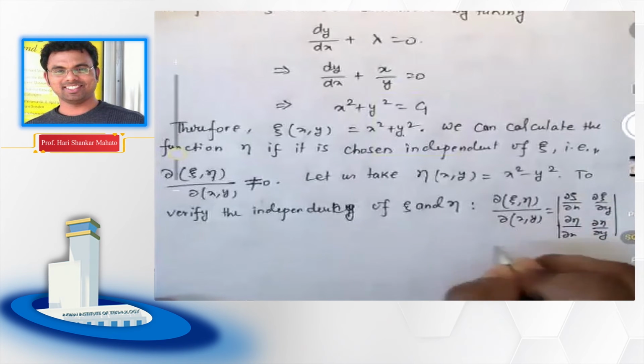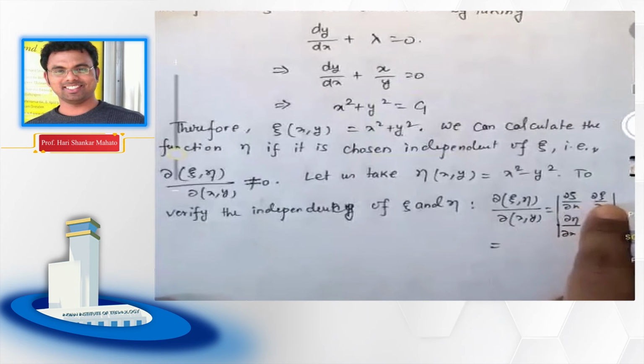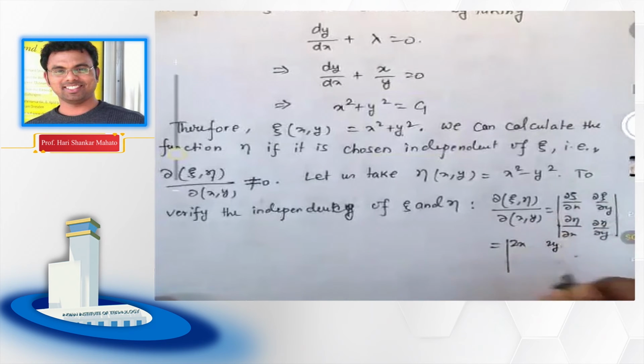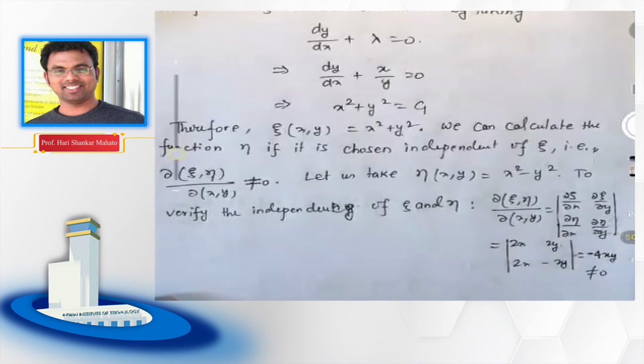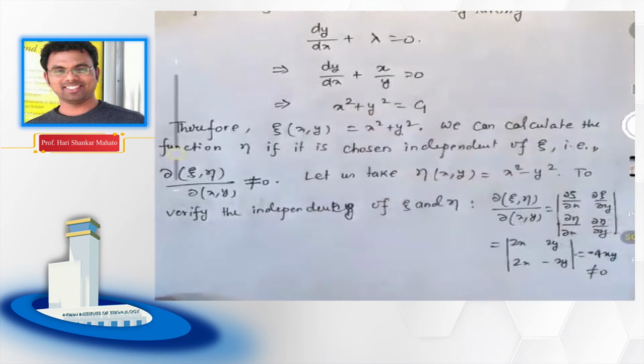You can calculate. So del xi del x is 2x, del xi del y is 2y, then del eta del x is 2x, and del eta del y is minus 2y, right? So this will become minus 4xy, which is not equal to 0 for x and y non-zero. So this is not equal to 0, and therefore you can say that xi and eta are linearly independent, and this can be one possible choice.